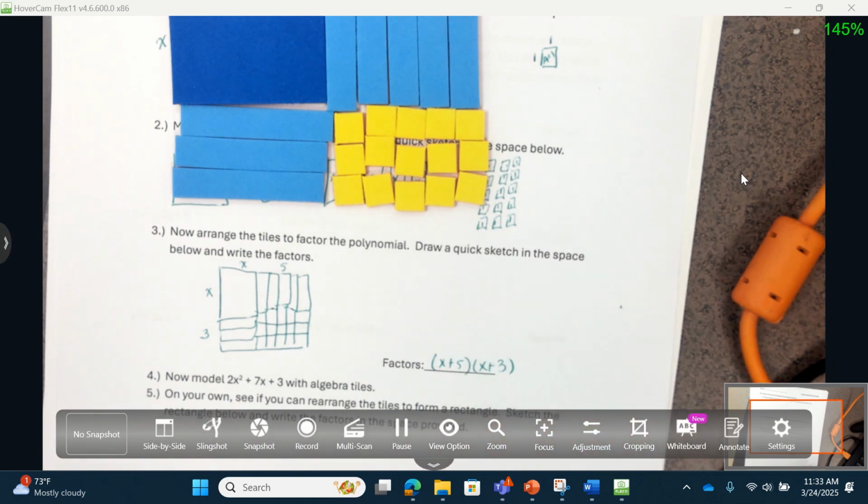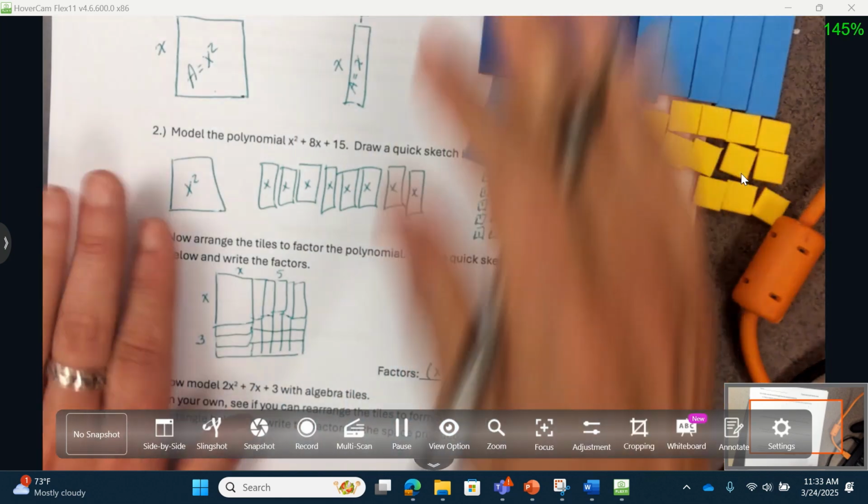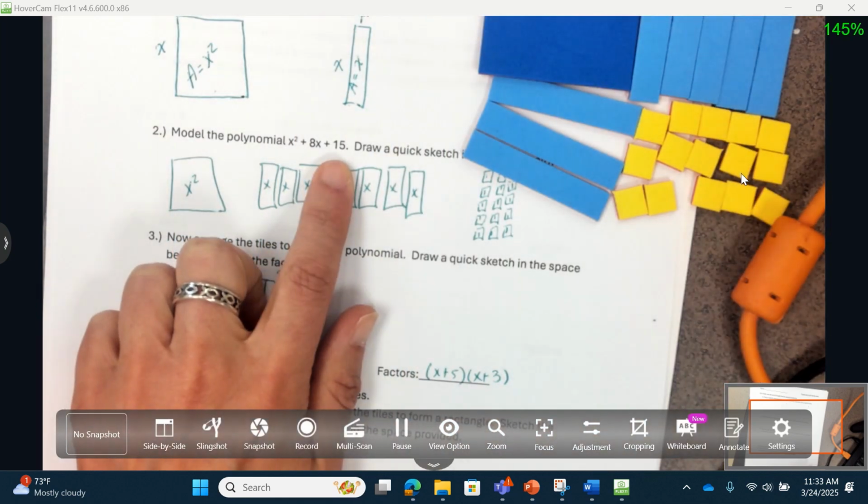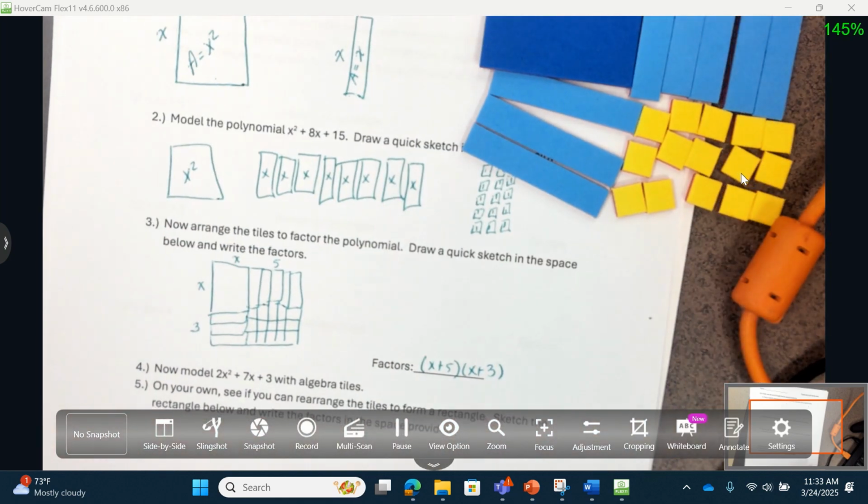And if you were to multiply x plus 5 times x plus 3, you would get x squared plus 8x plus 15. And so what we've done is algebra rearranging of the tiles on the page to factor the polynomial.